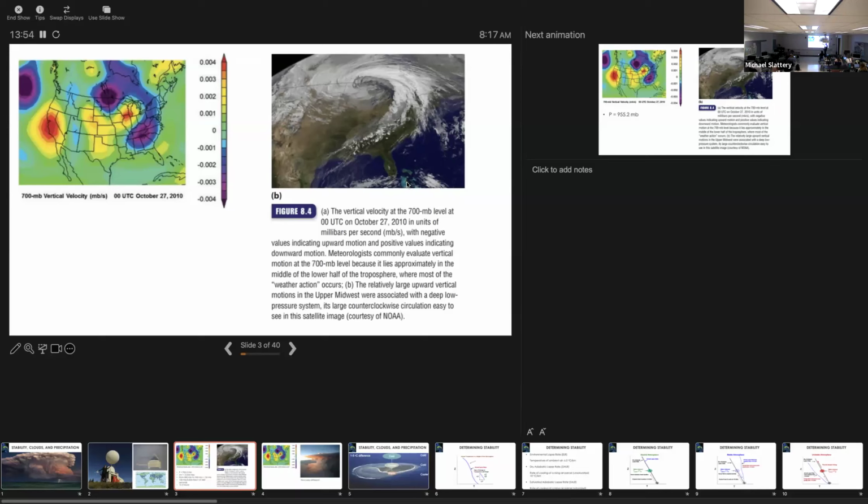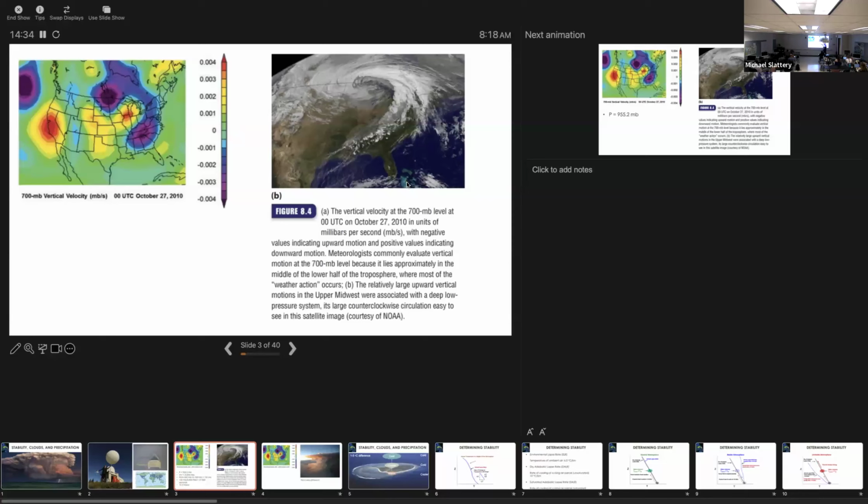And this map here shows the 700 millibar vertical velocity in millibars per second. Now, you may think, wait a minute, why aren't they doing this in feet per second, in miles per hour, or whatever? Computationally, meteorologists use millibars per second, okay? And I'll show you just how we convert that. The funky thing about this is that the negative values show vertical uplift, right? The positive values show sinking. Okay, that may seem a little backward.